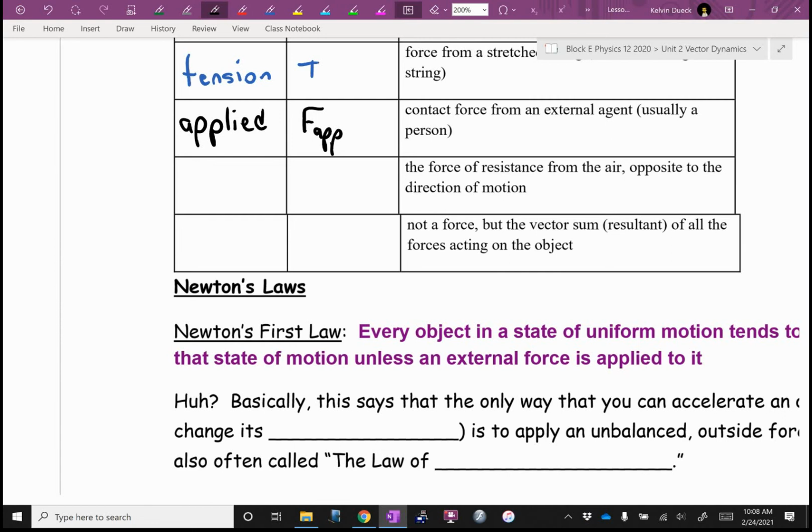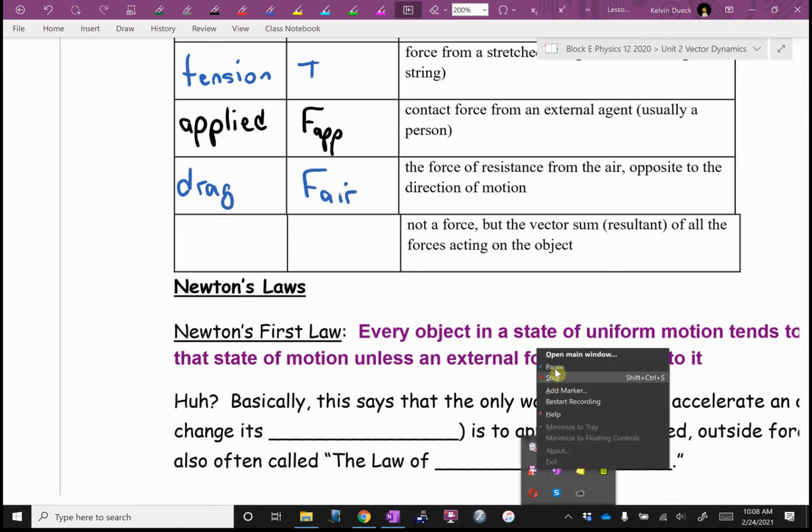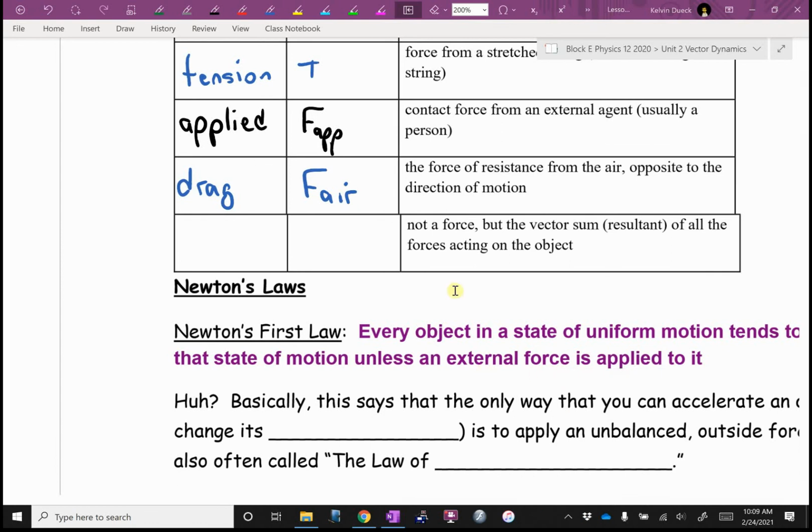What did we call the force of resistance from the air opposite to the direction of motion? Ooh, you got the fancy schmancy word. Drag. Good morning, good morning. And I usually called that F air. If you called it F drag, I'd be fine with that as well.